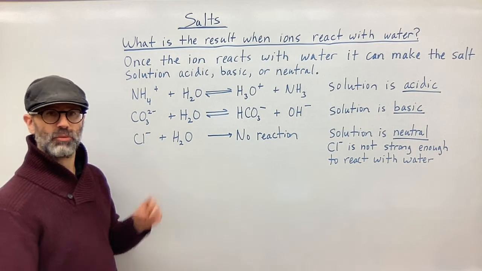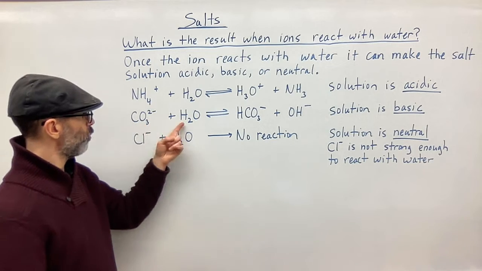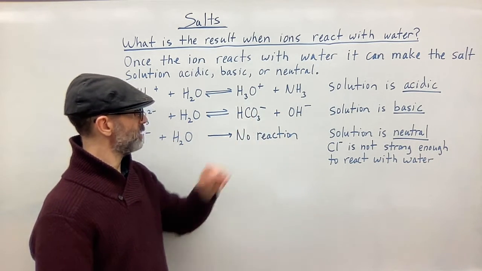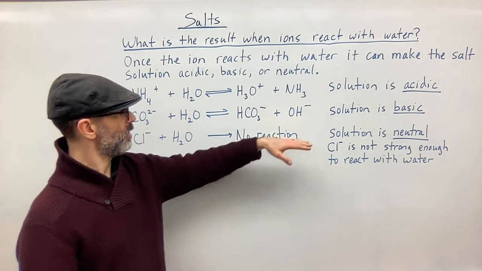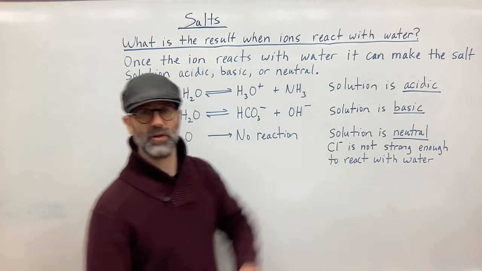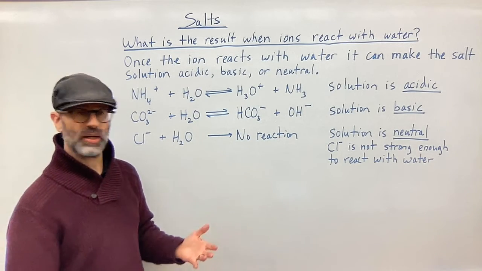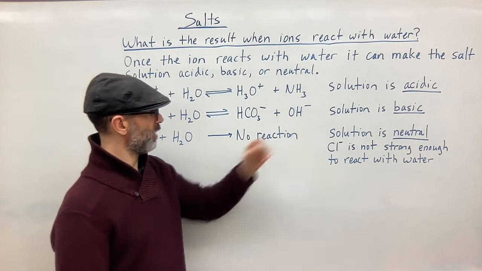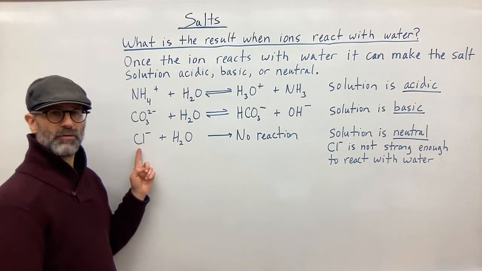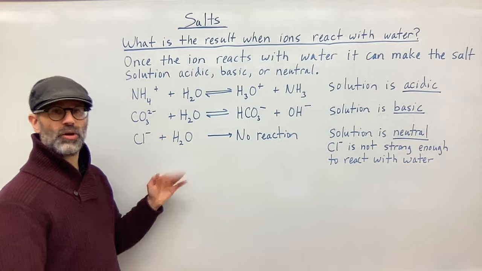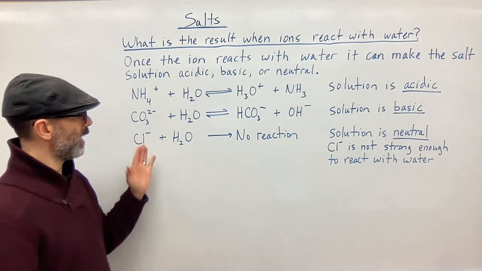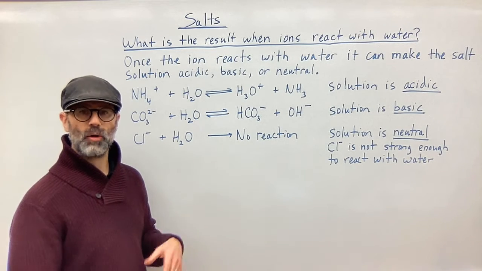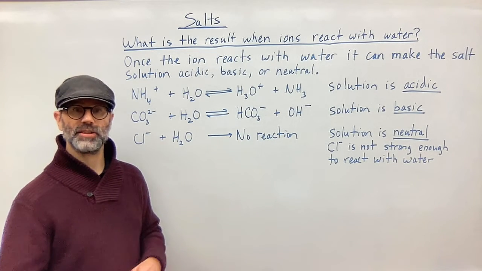So what about our carbonate ion? The carbonate ion will react with water. It will pull a hydrogen off and create HCO3 minus plus your hydroxide ion. So this ion is going to cause the solution to be basic, because it's reacting with water to produce your hydroxide ion. And then if you have chloride ion, that's not going to react with water because chloride ion is not strong enough to react with water. And I'll talk more about what strong enough is in a moment.